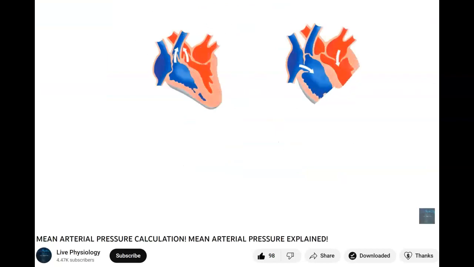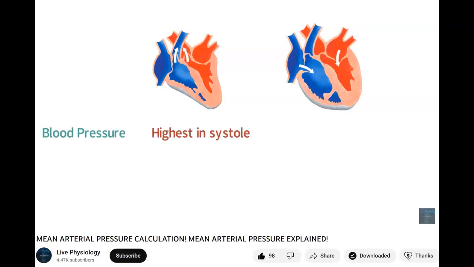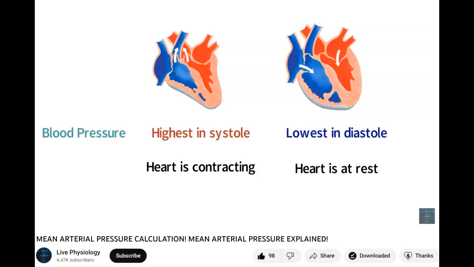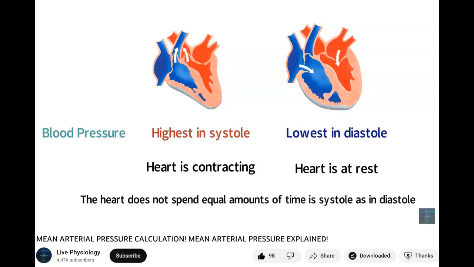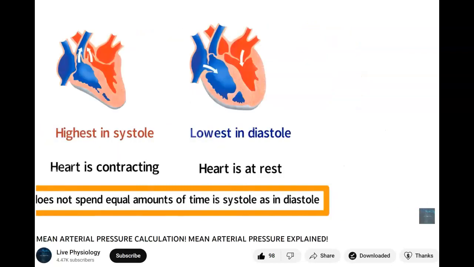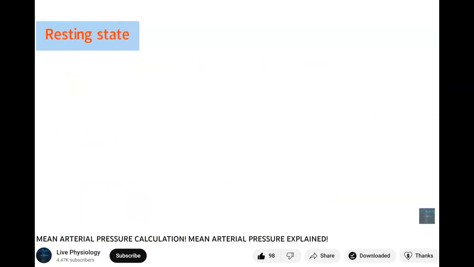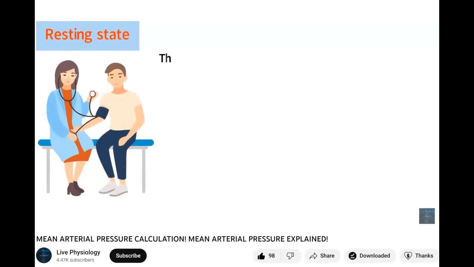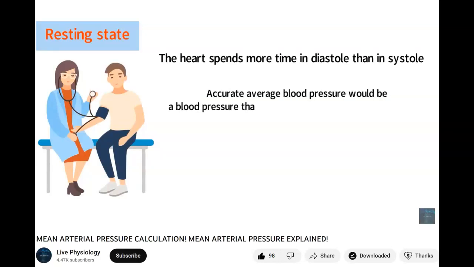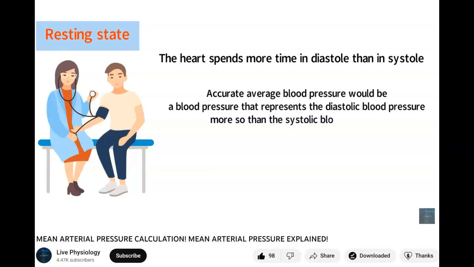The answer lies in heart function. Blood pressure is highest in systole when the heart is contracting, and blood pressure is lowest during diastole when the heart is at rest. The heart does not spend equal amounts of time in systole as in diastole, however. When a person is in a resting state, such as sitting during a blood pressure reading, the heart spends more time in diastole than in systole. Therefore, an accurate average blood pressure would be a blood pressure that represents the diastolic blood pressure more so than the systolic blood pressure. For this reason, the formula for mean arterial pressure allows for the calculation of a mean closer to the diastolic blood pressure than the systolic blood pressure.